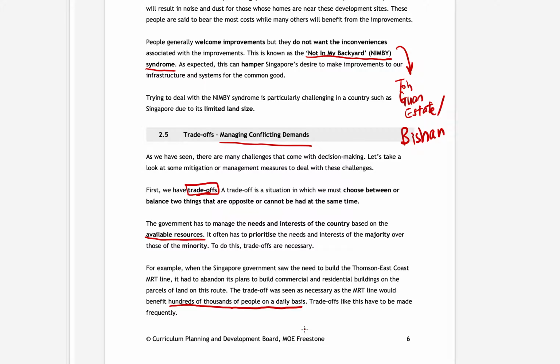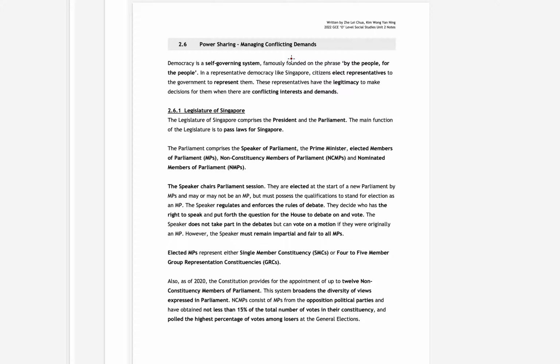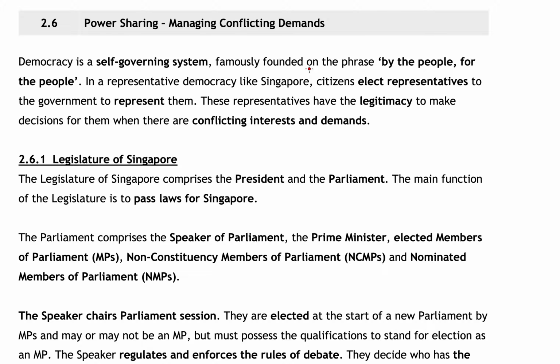Next, power sharing. So this was what I was talking about previously, the separation of power. In this case we were talking about Singapore as a democracy. The representatives derive their legitimacy from the citizens. So these people have the legitimacy to make the decisions for the citizens, especially when it comes to conflicting interests and demands. Let's zoom in and take a look.